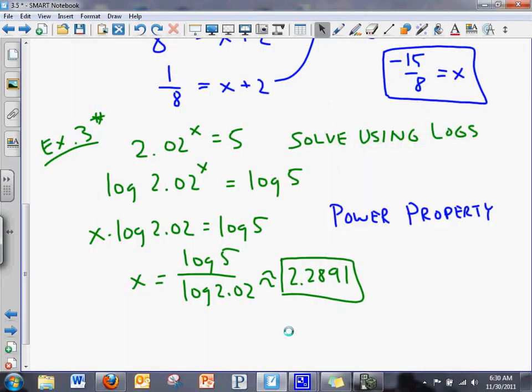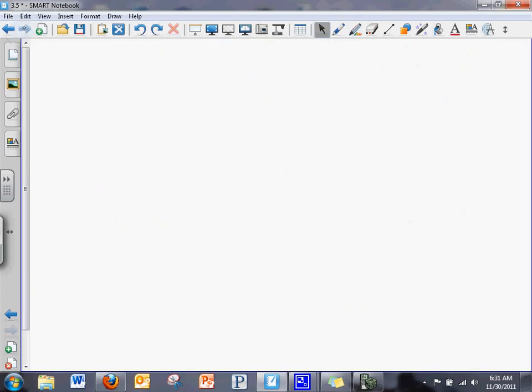Alright, this is the fourth part, the fourth video. I'm going to do 3 more examples in this video. This last example, we just solved an exponential equation. We just got the exponent, or the x, out of the exponent and approximated it to be 2.289 using logs. Alright, that's awesome. Alright, let's move on.